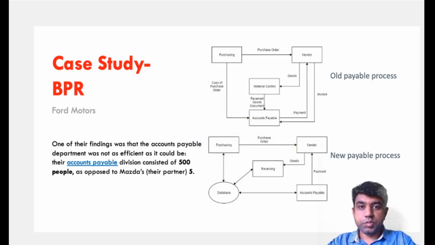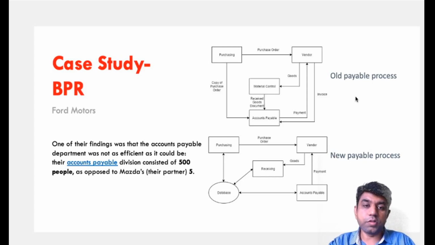Let us understand this business process re-engineering with one case study. This case study is of Ford Motors. Ford Motors had identified that their account department is not that efficient, as they have 500 people, whereas Mazda, a competitor of Ford Motors, has only 5 employees, right? Now, how they are actually managing that, they studied. Based on that study, they needed to rearrange or reframe that particular department.